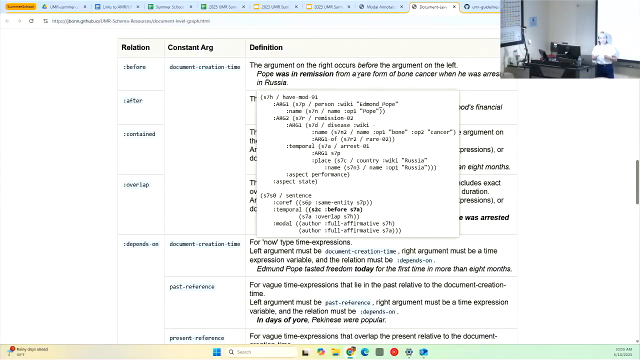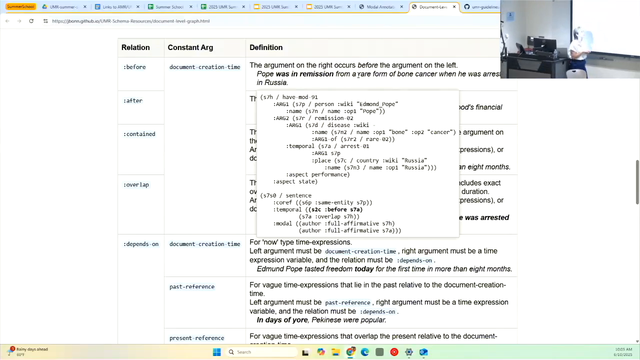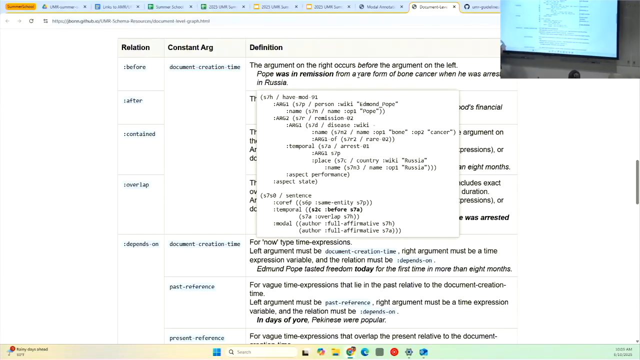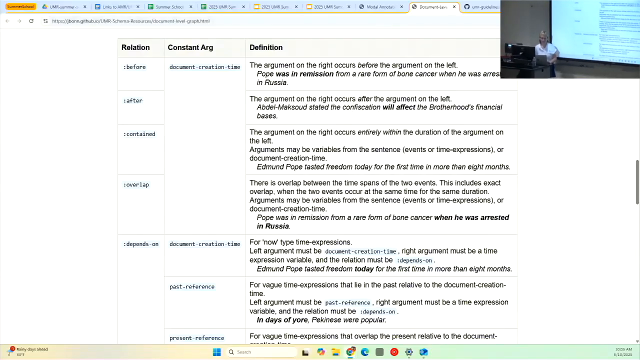But in this case, was arrested is included in was in remission, right? So it would be container? Yeah, it should be contained. All right, I've got to change that. Wish I could edit this thing while I was, well, okay, I'll have to remember. Sorry about the bad example.